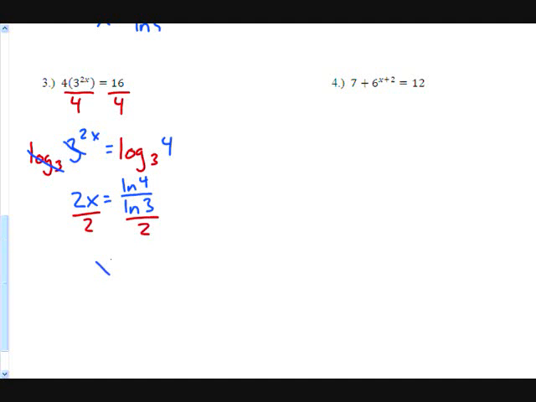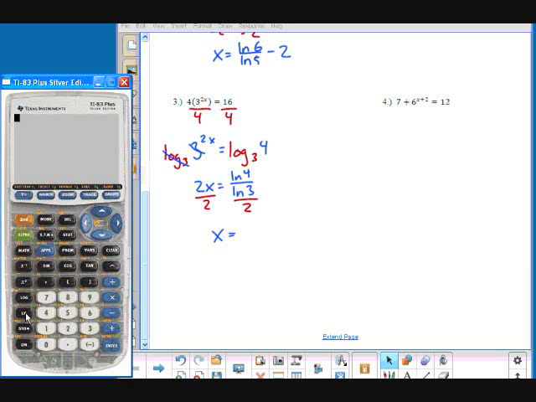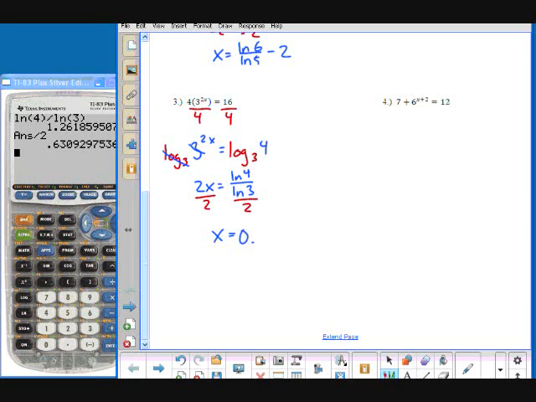And just like in each of the previous examples, this is when it's time to break out my calculator. So I've got the natural log of 4 divided by the natural log of 3. And then I want to divide all that by 2. So it gives me 0.6309. Again, I'll just round it to 4 decimal places. If you only rounded it to 2 or something like that, that's fine. I didn't specify for this worksheet.